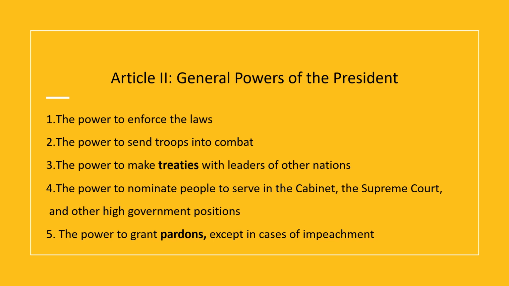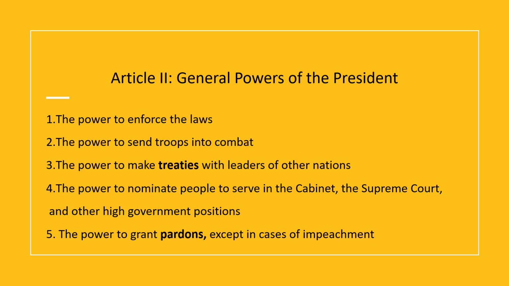The president also has the power to make treaties with leaders of other nations, but making a treaty doesn't ensure that that treaty goes into effect. Whether a treaty goes into effect is up to the U.S. Senate. So the president can negotiate the treaty, but the Senate can say no. And this happened to Woodrow Wilson at the end of World War I.